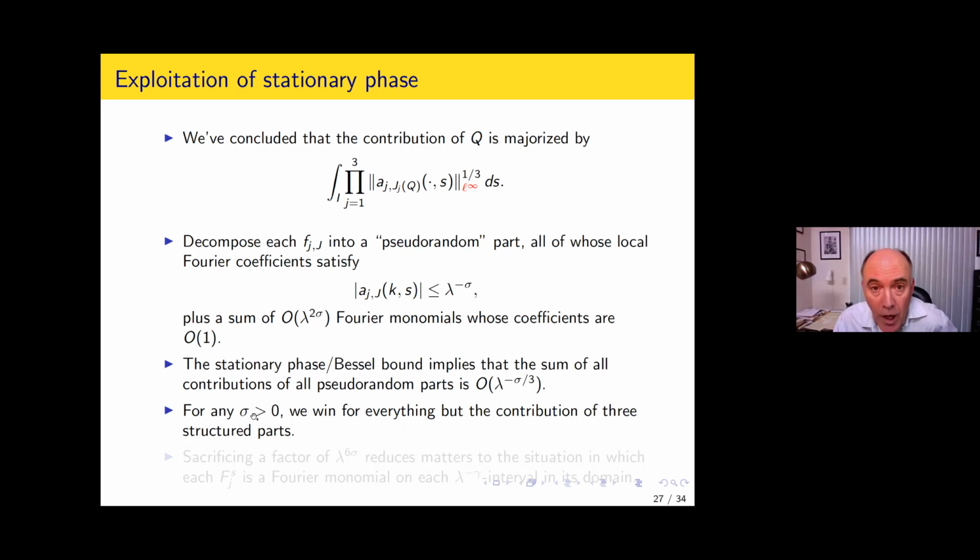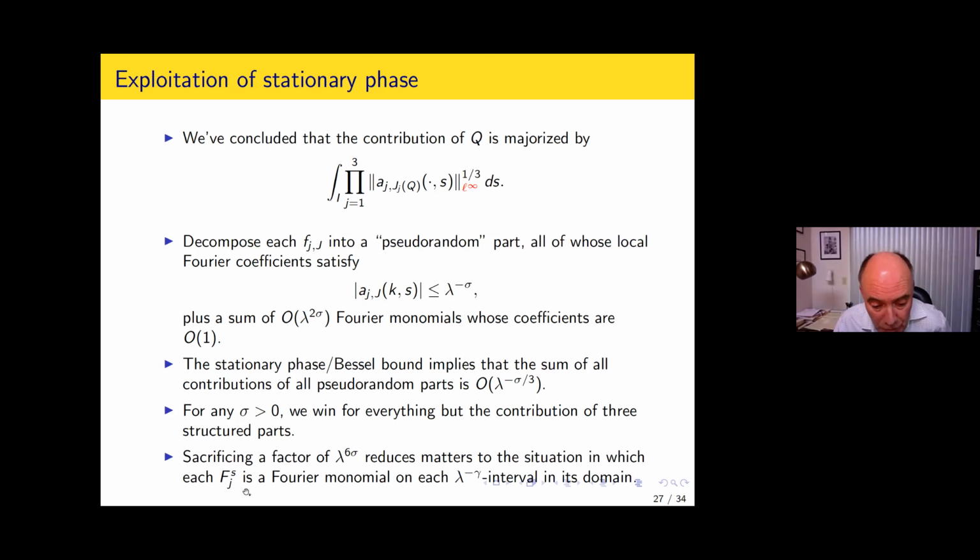And what's left is simply the contribution of all the structured parts. If sigma is small, the number of structured parts is growing like a positive power of lambda, but it's a small positive power. And I hope to win a better negative power to counterbalance this loss of a positive power. Okay, and so indeed, I have 3 factors. So I lose a factor of lambda to 6 sigma. That's not so bad. But modulo that factor, we reduce matters to the situation in which each of the capital F's is a Fourier monomial.